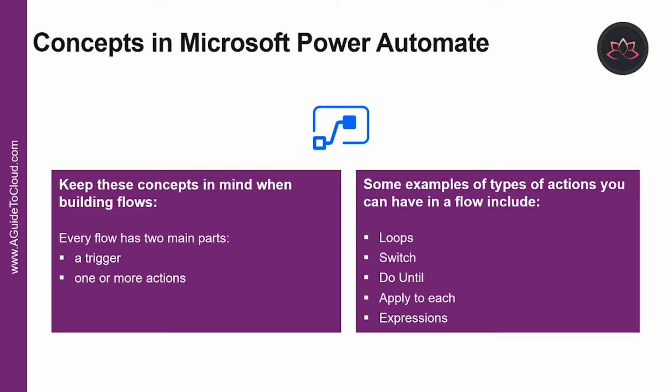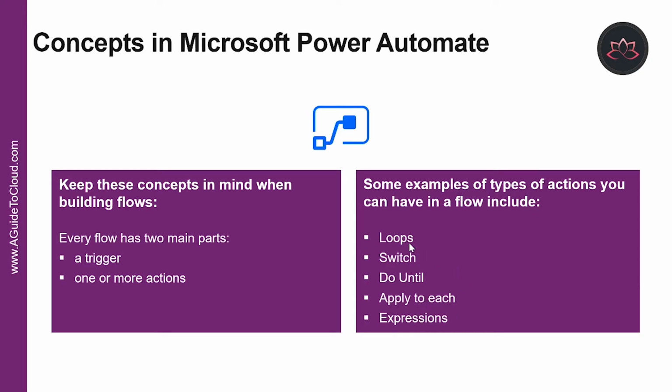Other examples of actions include sending an email, posting a tweet, or starting an approval. Some example types of actions you can have in a flow include loops, switch, do until, apply to each, and expressions.